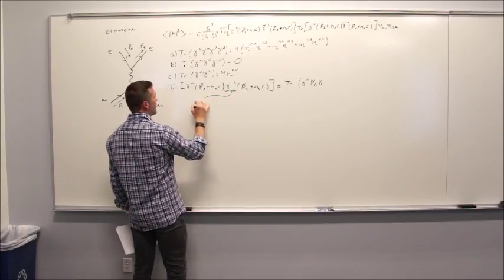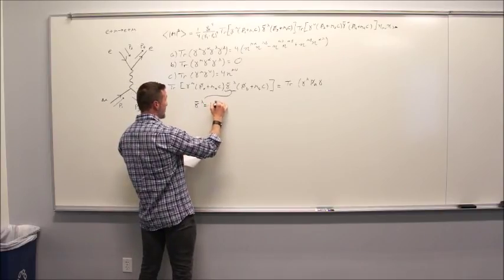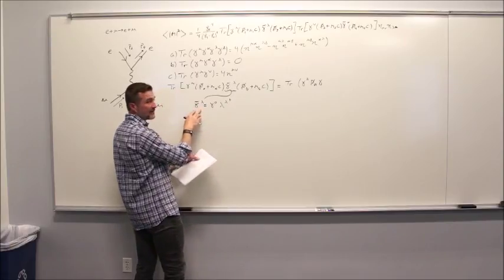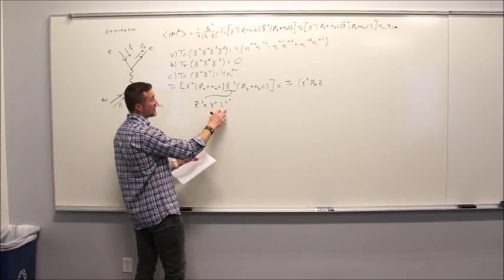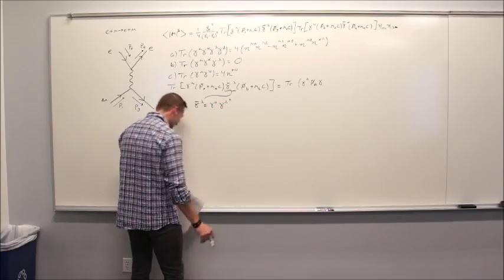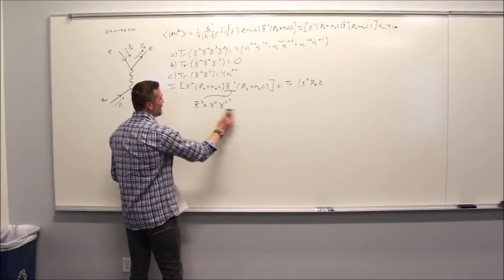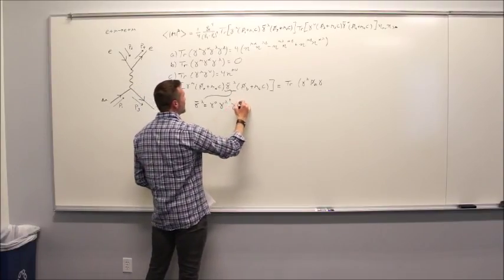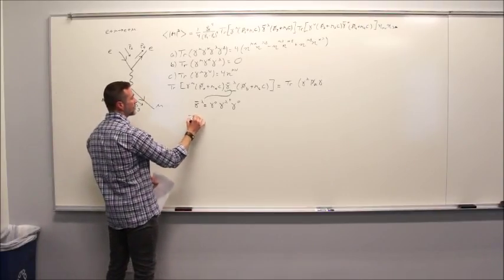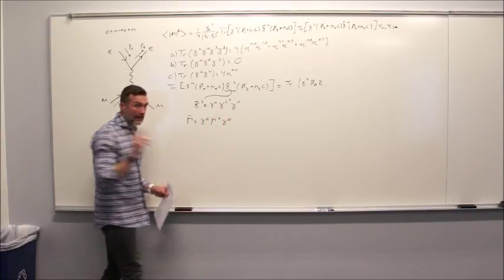So gamma bar lambda is defined to be, the bar of anything is gamma 0 times the Hermitian conjugate of that thing. In this case, it's gamma lambda, so we take the Hermitian conjugate of gamma lambda. Okay, so that's the definition of bar. So bar is gamma 0, gamma dagger, gamma 0.